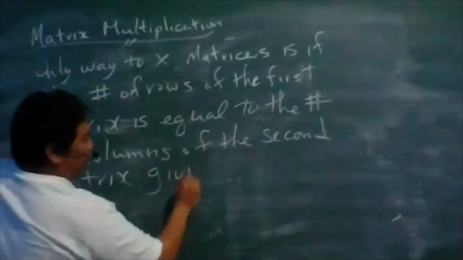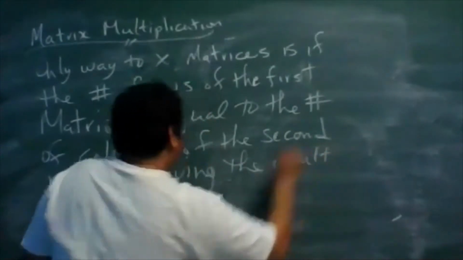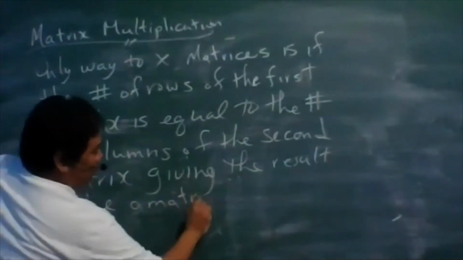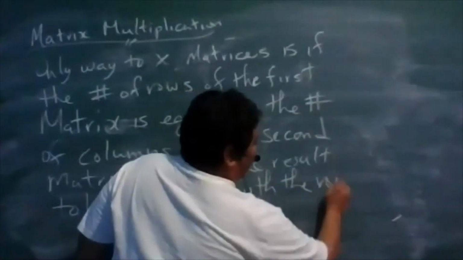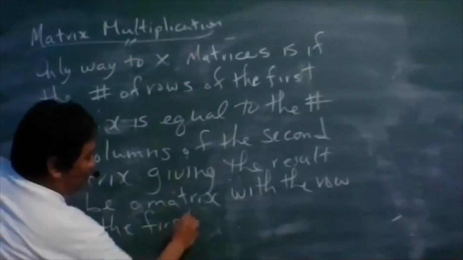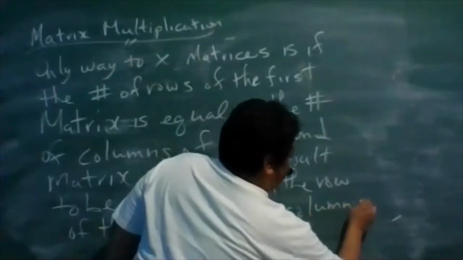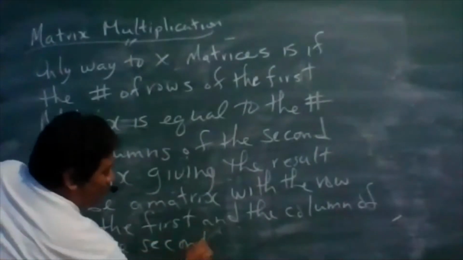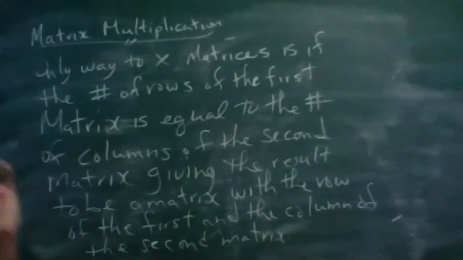giving the result to be a matrix with the row of the first and the column of the second. That's the rule.